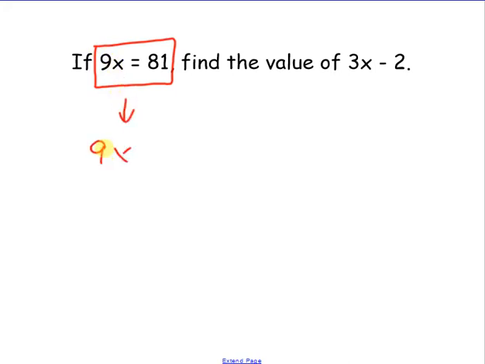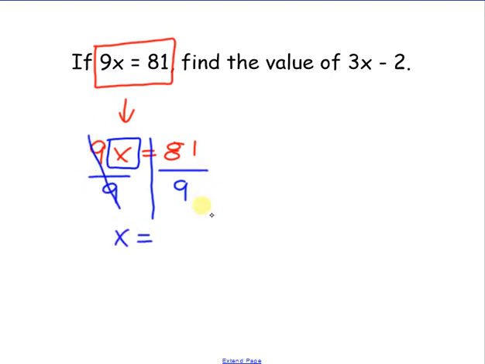So 9x equals 81, okay? Box the variable, okay? There's multiplication going on here with the 9, so we're going to do the opposite, which is division. We're going to divide by 9, okay? The 9s cancel out. You're left with x equals, what's 81 divided by 9? 9.